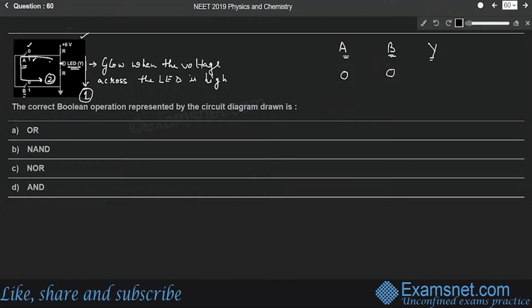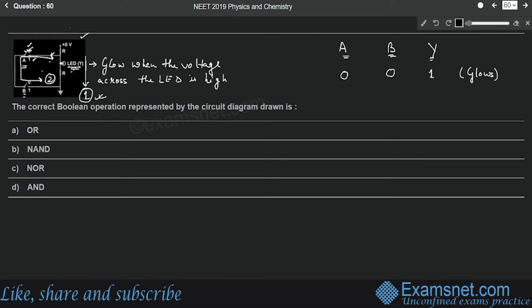So what will happen when both the switches are off? The current will come here and it will be blocked here because the switch is off, so it cannot move further. That means the current will not follow the second path. So the current has only one option, it will move through the first path, that means through the LED. In this case the voltage will be high, so the LED will be glowing. So the output will be 1 because the LED glows.